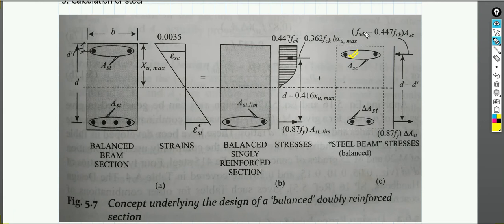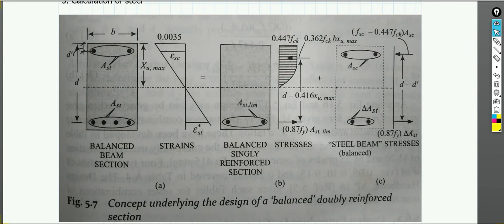In the previous part, we discussed the stress in the compression steel, which is nothing but FSC, the stress in steel, minus 0.447 FCK, which is the stress in concrete. The difference between the yield stress of the steel in the compression zone and the stress in concrete will give you the additional stress that the steel is going to take, to take care of the excess moment that is going to come in a doubly reinforced beam.